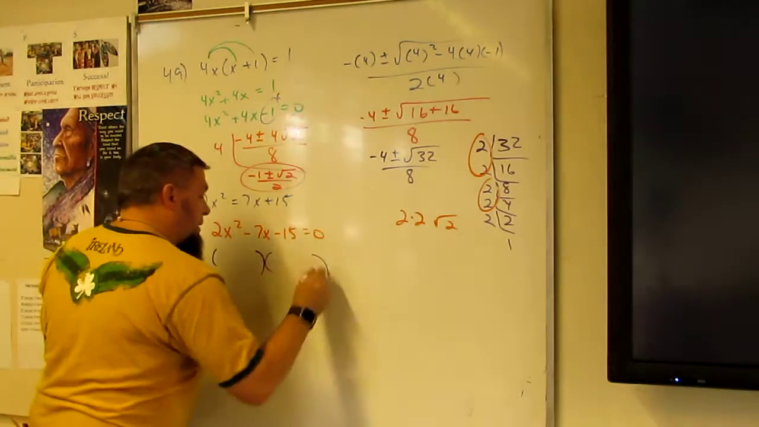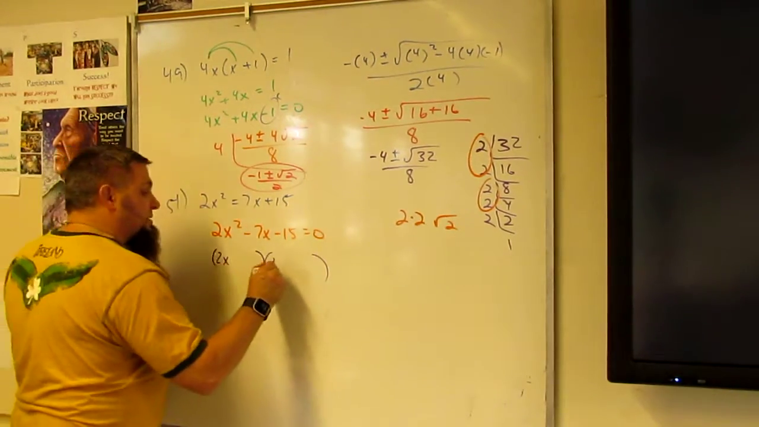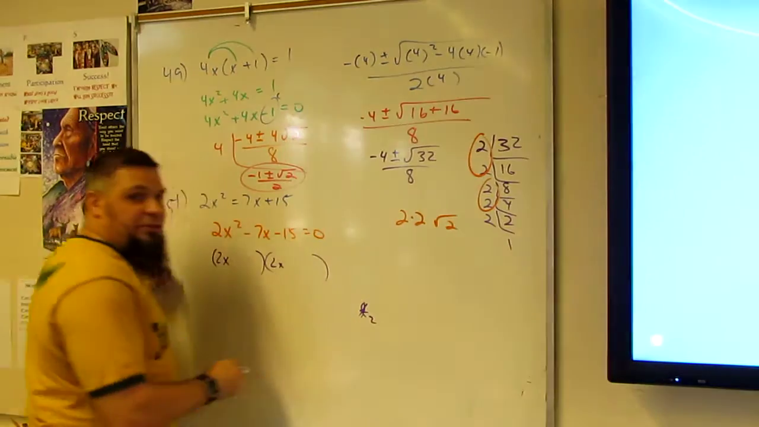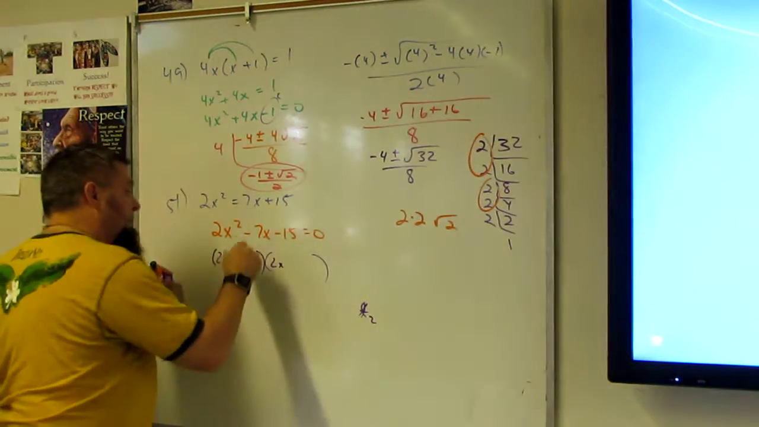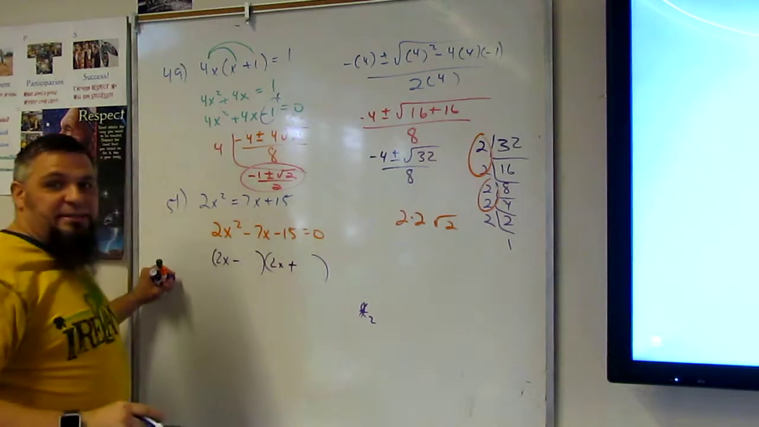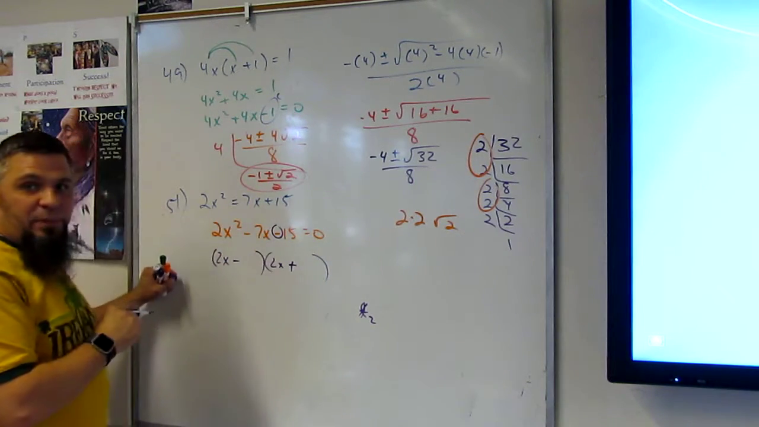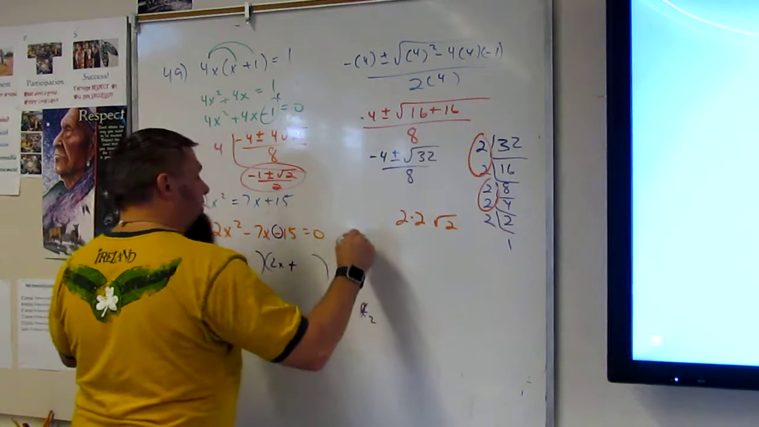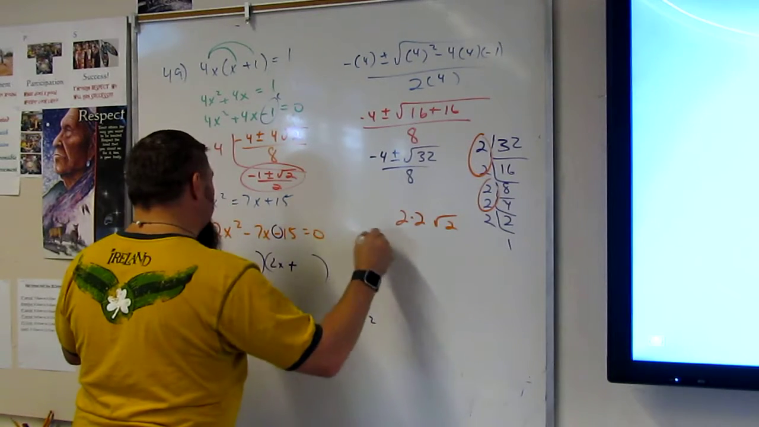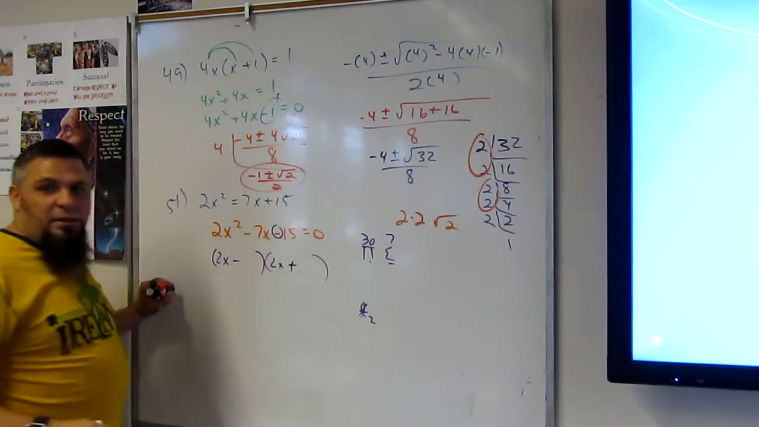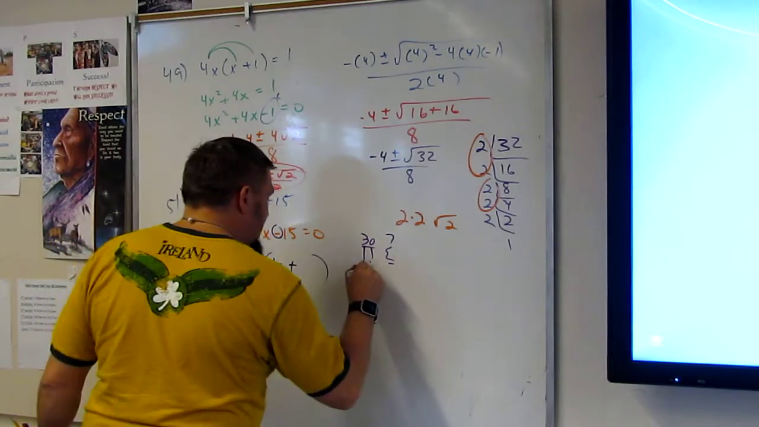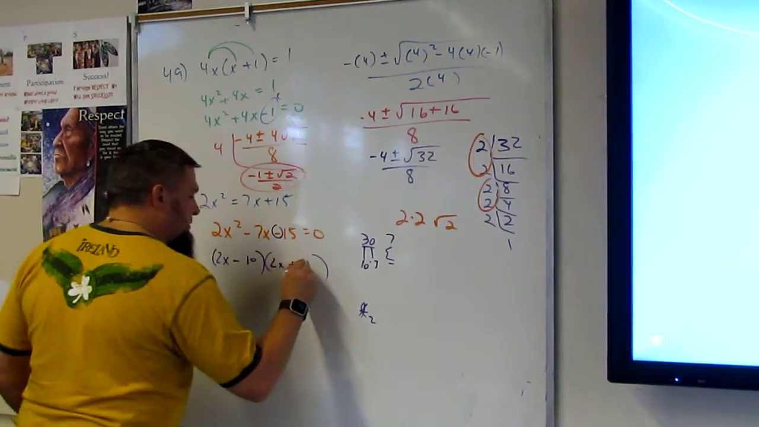So, we can factor this out: 2x, 2x. We've got a leading coefficient of 2, right? And then this is a minus, and this tells me it's a plus, because it's different. And then the product is 30, the sum is 7, and I'm subtracting. And you said 10 and 3. So that's 10 and 3.